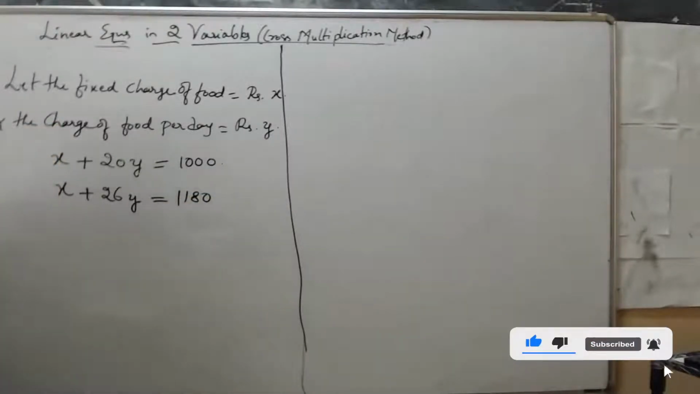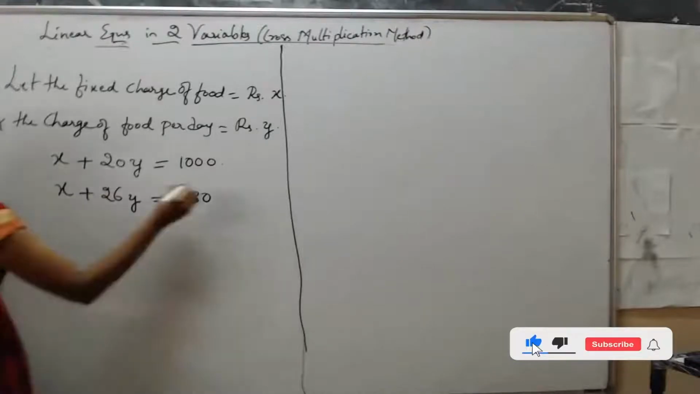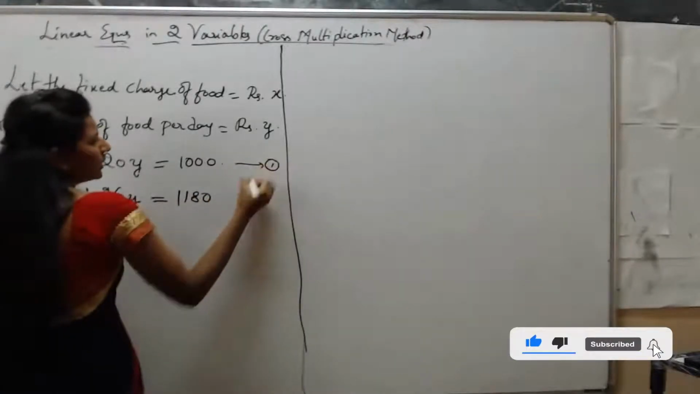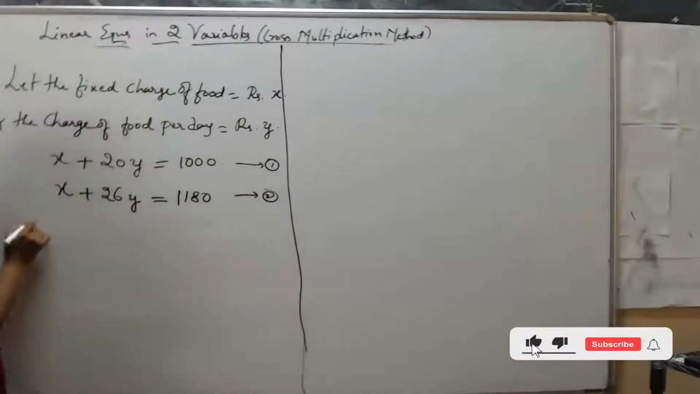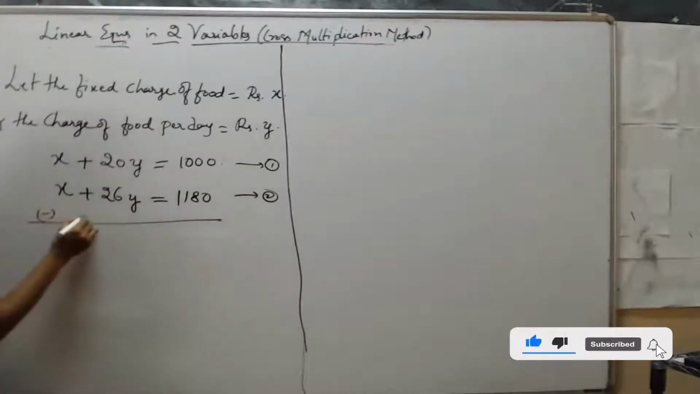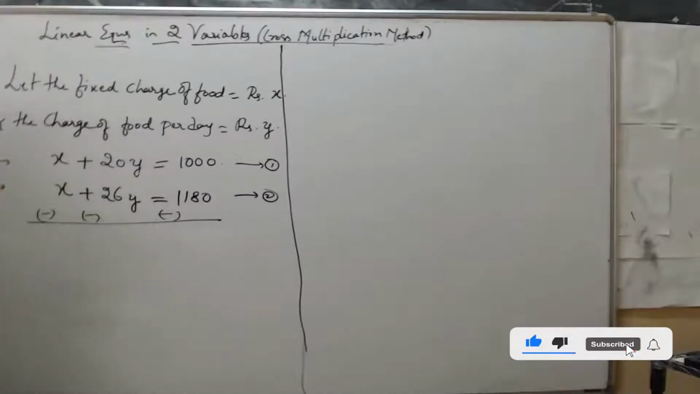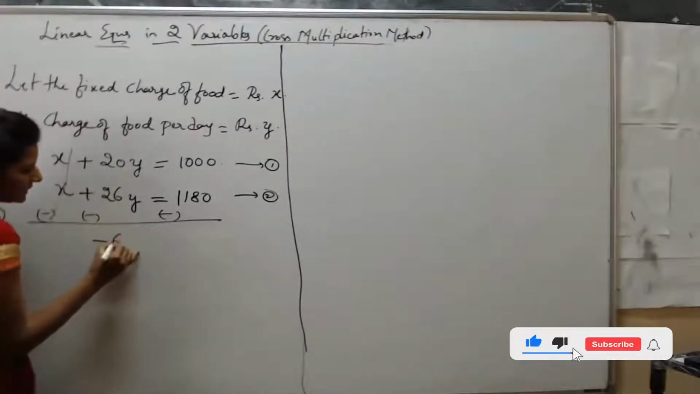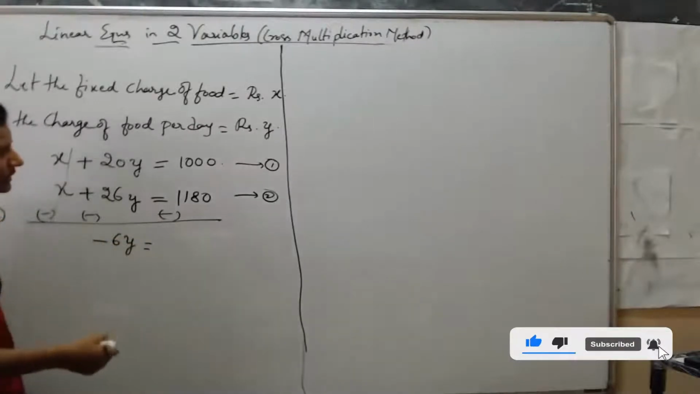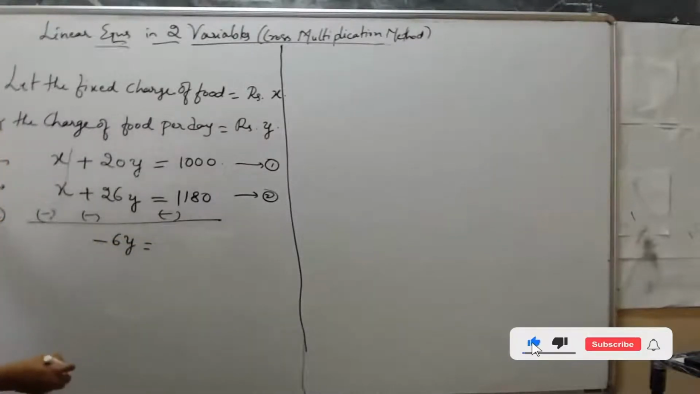Now easily by the elimination method, subtract equation 1 and 2. So we got two equations. What do we have to do from initially? Subtract. This is A, this is B, student A and student B. Okay. Now subtract 1 minus 2, you will get these two cancelled. 20 minus 26 is minus 6y. This becomes, I think, 180.